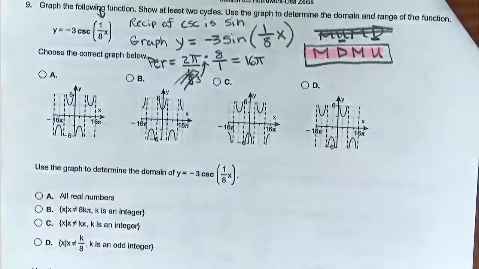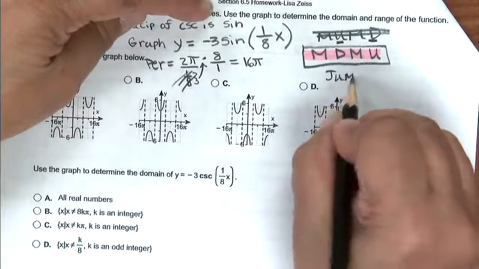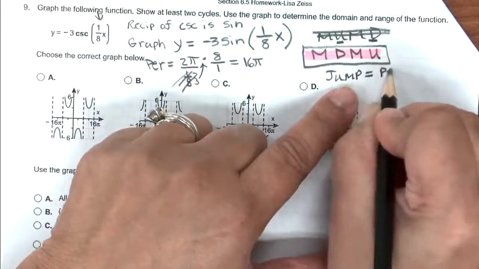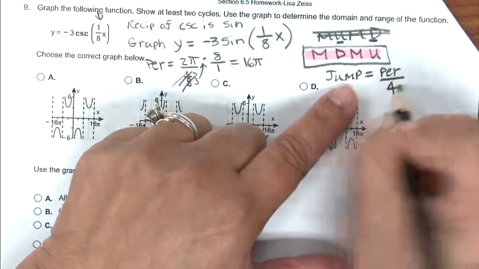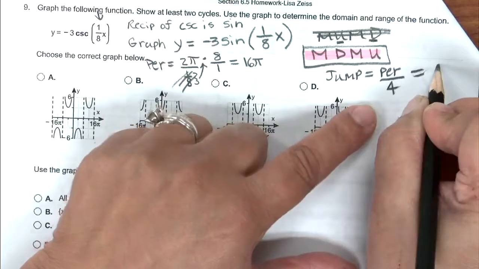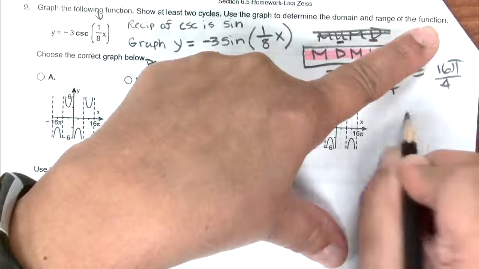But my period is used to help me design my x-axis. And what I need to design the grid marks is the jump. So when I want the jump, I go like this. The jump is the full period divided into 4 parts. So what was the period? 16 pi. 16 pi divided by 4.